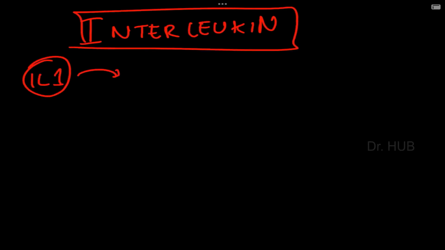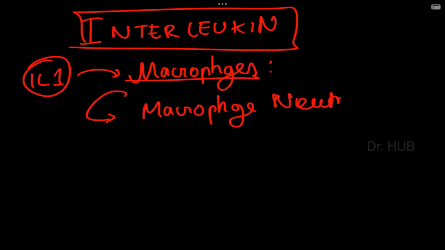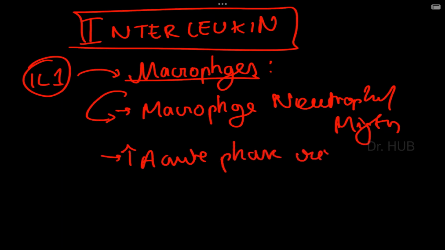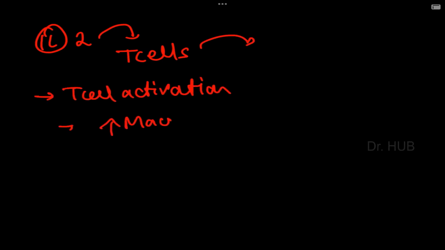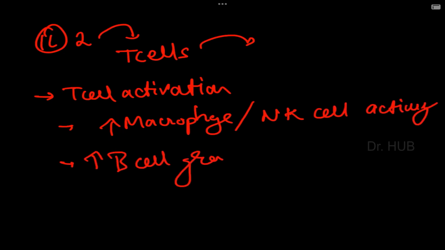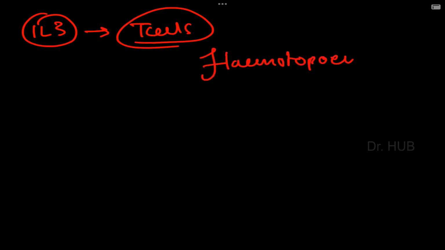Interleukin 1 acts on macrophages and neutrophils: migration, and an increase in acute phase reaction, fever and shock. Interleukin 2 includes T cells and T cell activation, an increase in macrophage and NK cell activity, and an increase in B cell growth. Interleukin 3 includes T cells, hematopoiesis.